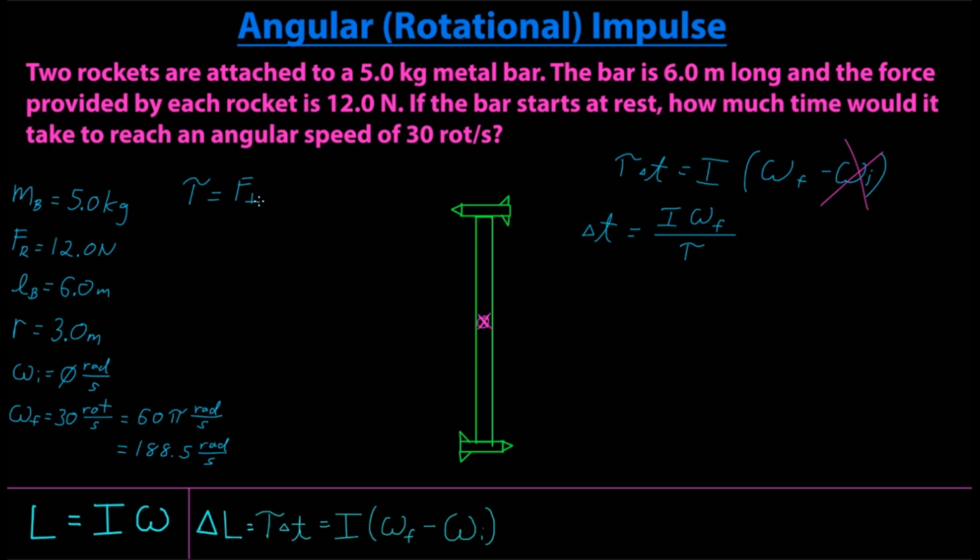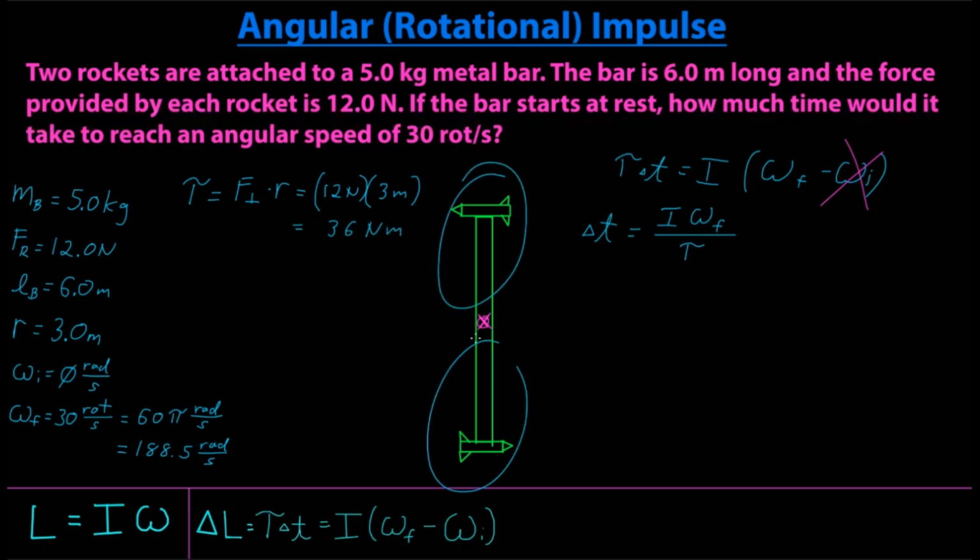Torque is force perpendicular times radius. Force is 12 newtons. Radius is 3 meters, which is 36 newton meters. However, since we have two rockets, both at a 3 meter radius and both are perpendicular to the lever arm, we're going to multiply that by 2, which gives us a torque of 72 newton meters.